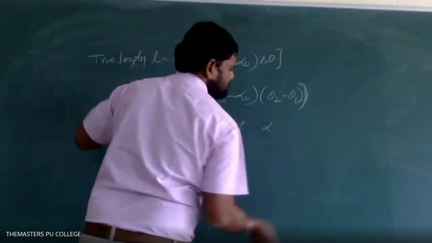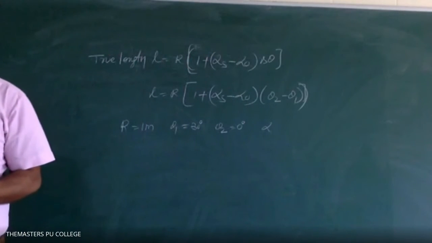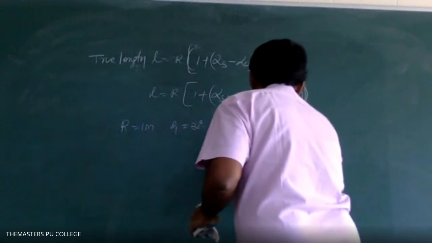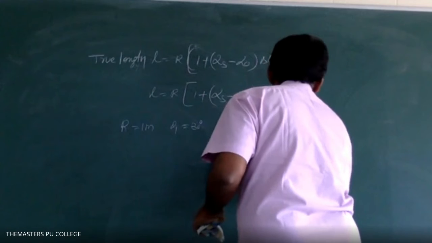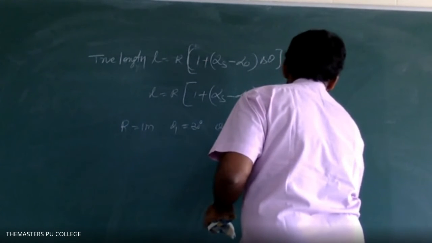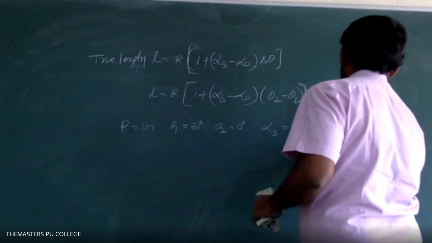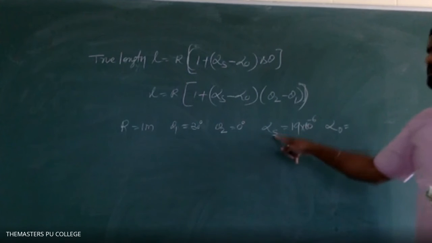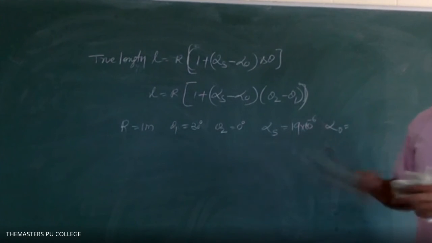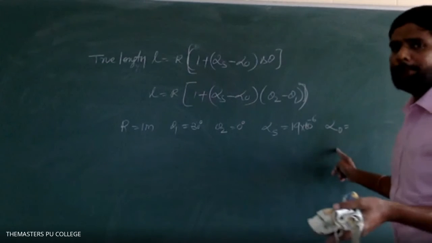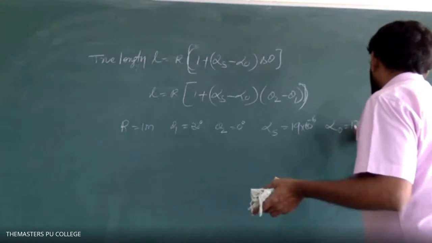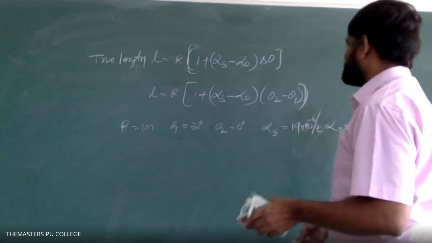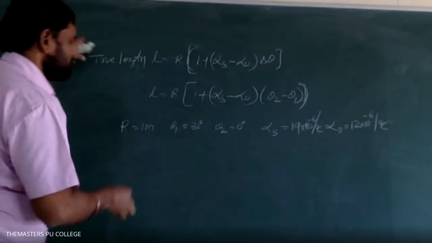Alpha of the scale: the scale is made up of brass. So what is the alpha value for brass? 19 into 10 to the power of minus 6 per degree centigrade. The object is made up of steel. Now what is the alpha value? S stands for scale, O stands for object, irrespective of any material. 12 into 10 to the power of minus 6 per degree centigrade. Here also per degree centigrade. So substitute those values here.